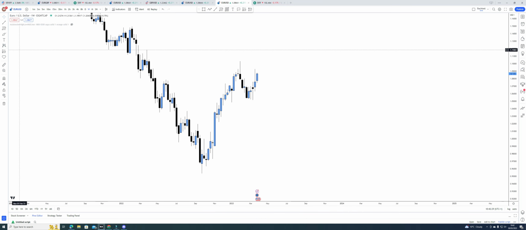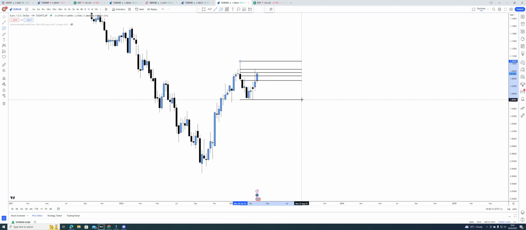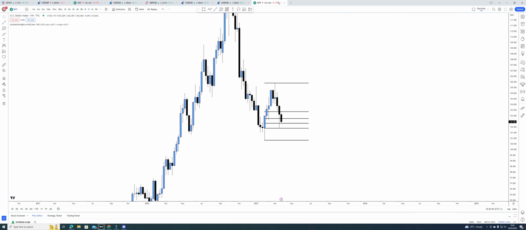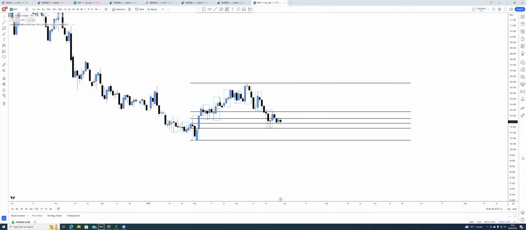And then on Euro, same again, inversely correlated. I have OTE, and you can see on Euro USD it actually came to 0.79 into this weekly rejection block and then rejected away from it. So back onto the DXY daily.